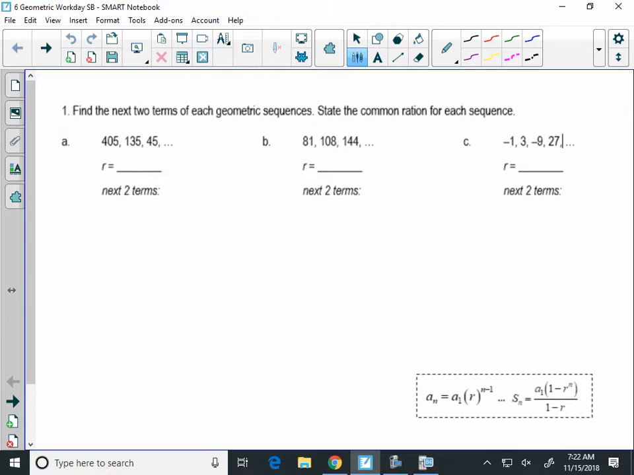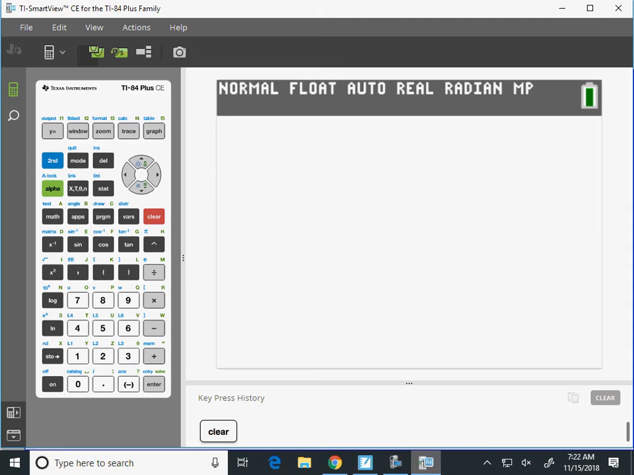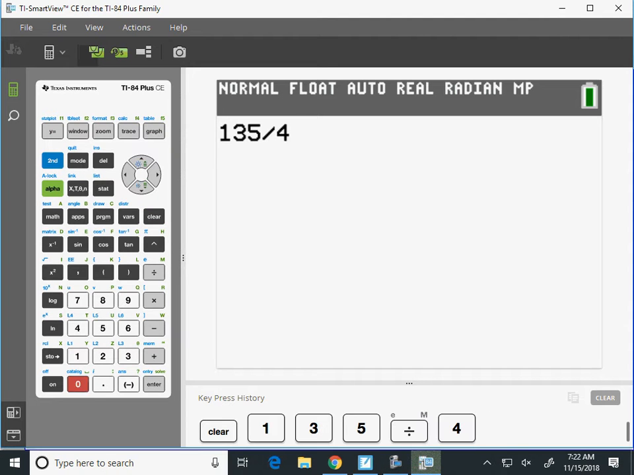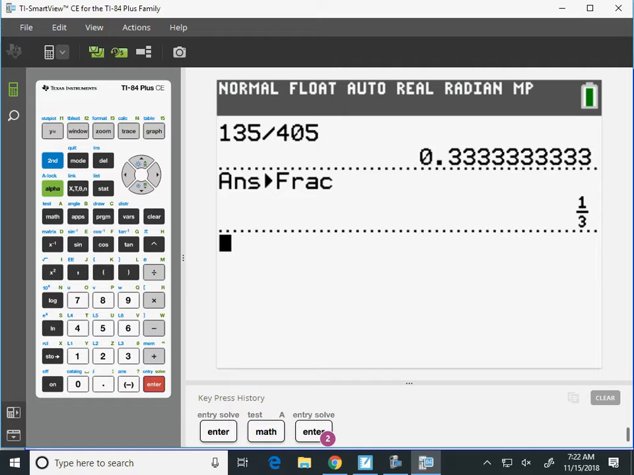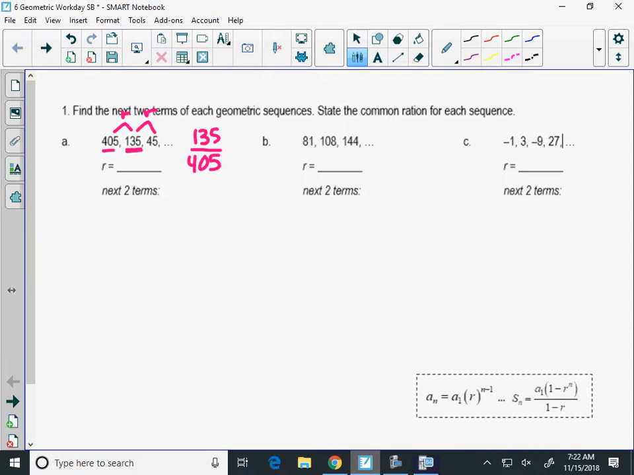And my suggestion to figure out what the common ratio is, again, that's what you multiply by to get from term to term, is to take this second term, 135, and divide it by the first term of 405. Okay, that's going to tell you what you multiplied by. So if I take 135 divided by 405, it gives me 0.3 repeating, which is the fraction 1/3. So that looks like my common ratio is 1/3 here.